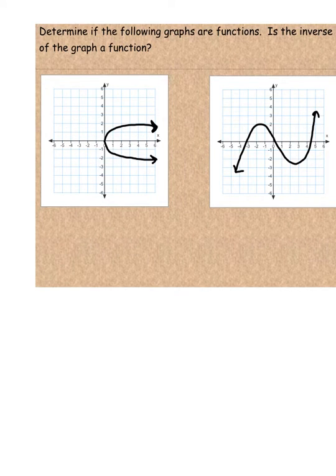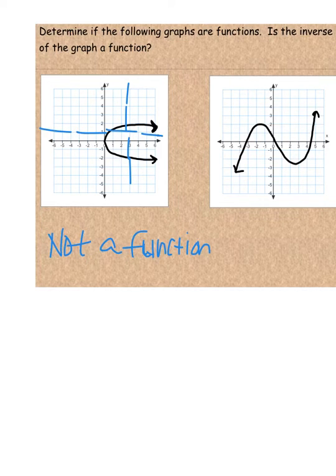Here we have two examples. We want to determine if the following graphs are functions, and then if the inverse of each of these graphs is a function. If we look at our first graph and perform the vertical line test, we can see that this is not a function, as the vertical line passes through more than one point. If I draw a horizontal line through the graph, it does pass the horizontal line test, so we can say that the inverse of this graph is a function.